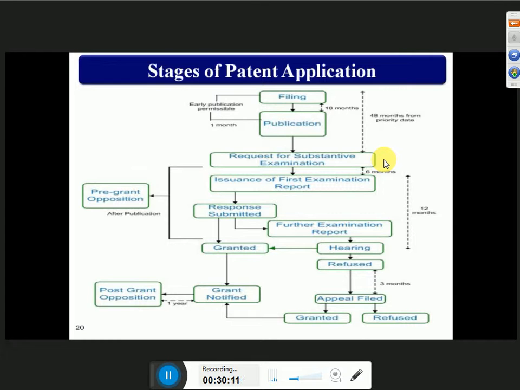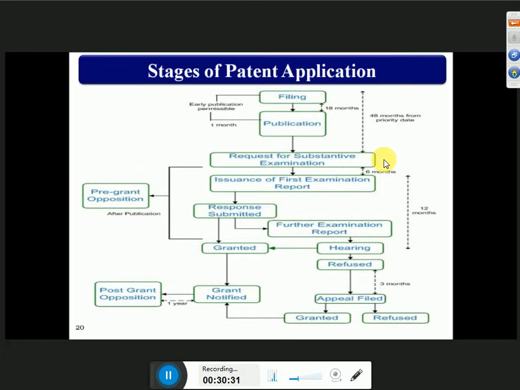So I filed the patent today, and after 18 months my patent will be published on the Patent Office India website, IPC India website. But it does not mean that you have that patent granted. It is only published, right?